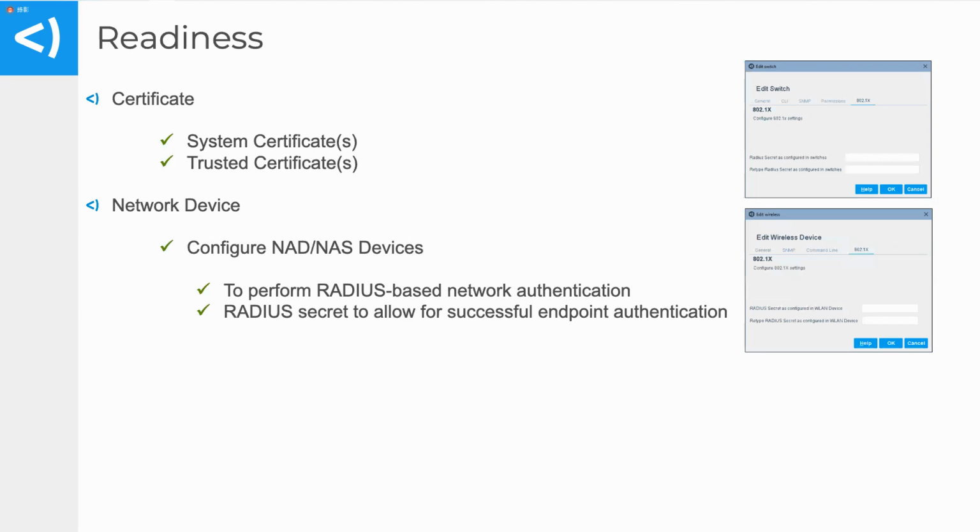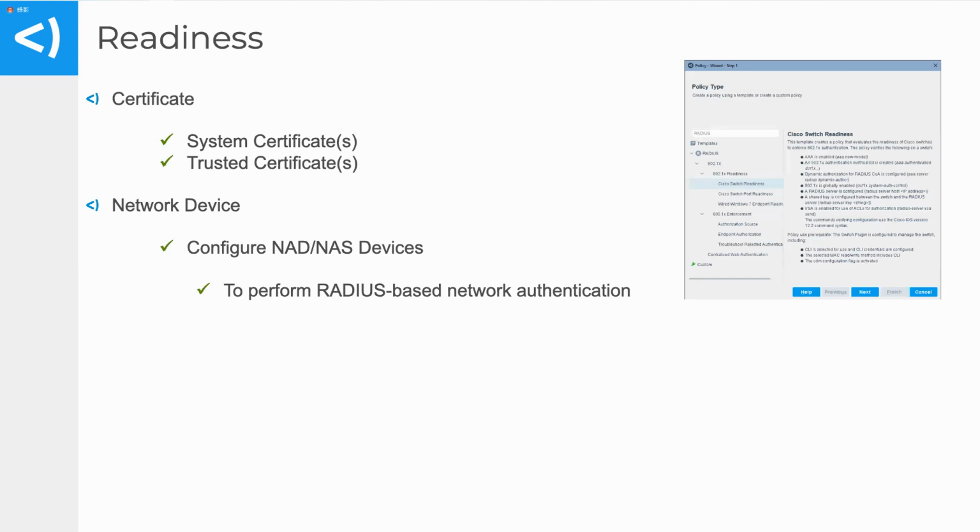Along with that, we also configure the switch in the wireless device plugin or wireless plugin with the Radius secret, which allows the Radius server as well as your authenticator, in this case a switch or a wireless device, to communicate using that secret to make sure that they are part of this 802.1x deployment that you are performing.